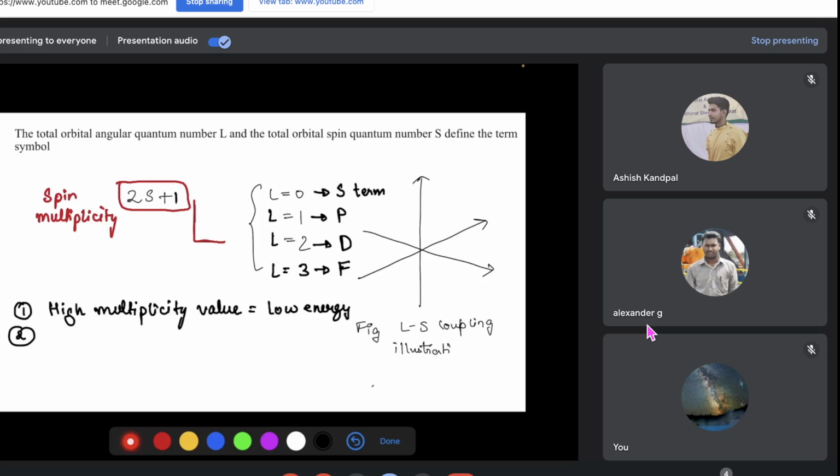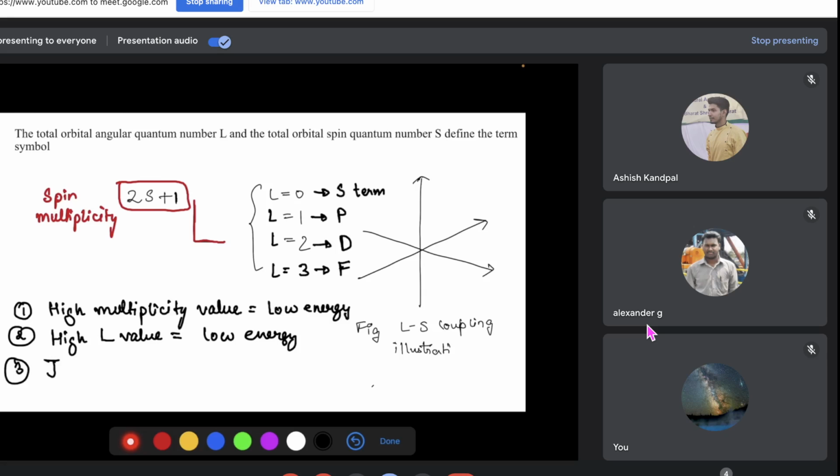So if the multiplicity value is equal, then we go towards the value of L. So here the high L value will give me again low energy. Again, if I have the same L and same multiplicity value, then there comes the term J. So the third term J, I will just stop. I will introduce it later.